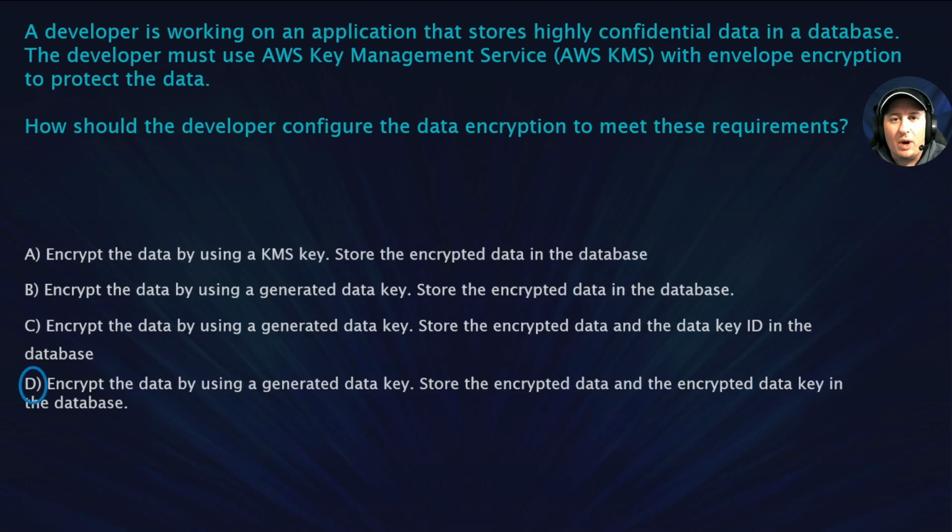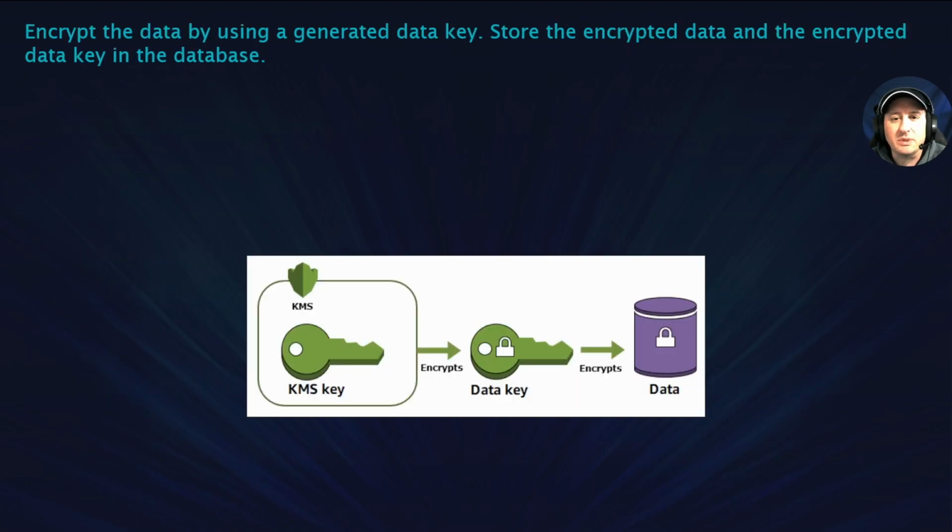And let's take a look at why that is the case. So the correct answer was to encrypt the data using a generated data key and store the encrypted data and the encrypted data key in the database. If you're not familiar with envelope encryption, it is taking your data and encrypting it with a key and then encrypting that key with another key. In a sense, you're wrapping the key in an envelope, and we're storing that final plain key in KMS for your access. And AWS KMS will handle all the access management for you.